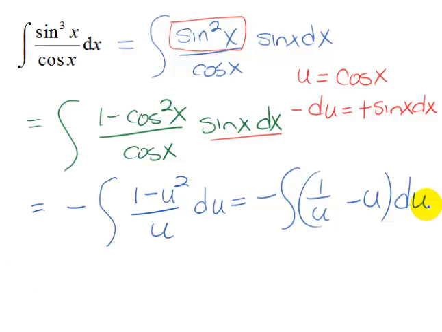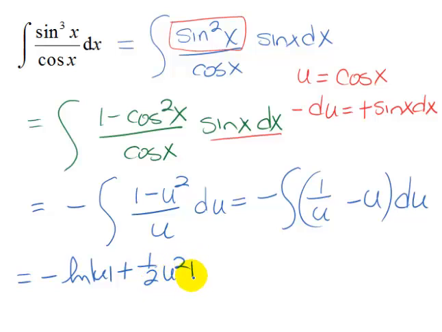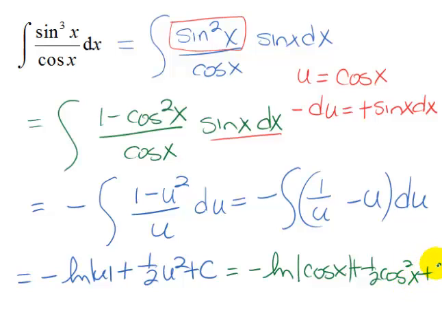And then I can do the integration. So this would be negative natural log absolute value of u. And then this negative and this negative will make a positive 1/2 u squared plus a constant. So the last step would just be to resubstitute now and replace the u to get something in terms of x. So I have negative natural log of the absolute value of cosine x plus 1/2 cosine squared x plus a constant.